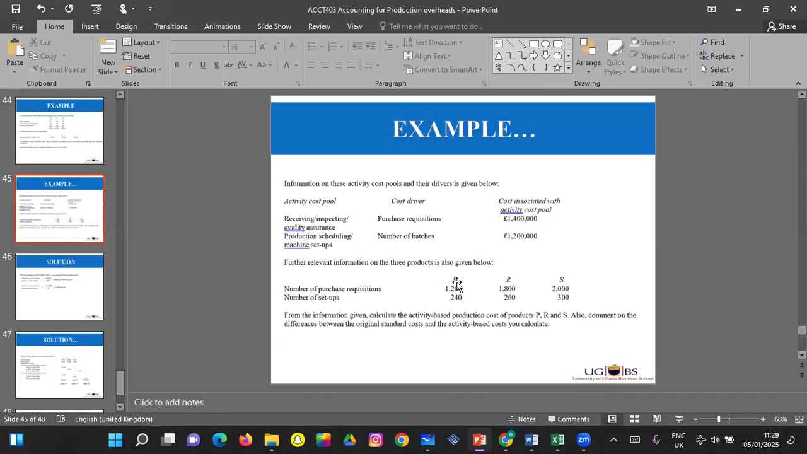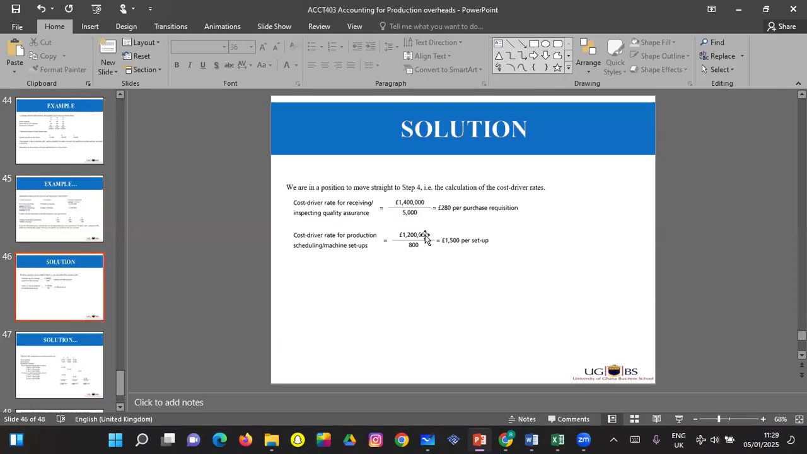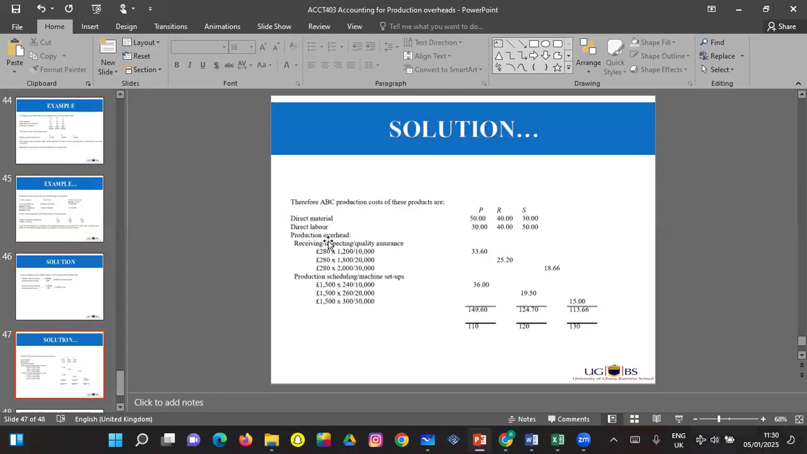Then here too is what? Number of batches, and it is based on number of setups, which we have here. We are also going to add all these, 240 plus 260 plus 300, giving us 800. Then we are going to divide it by each total cost. So we are going to get 1,500 per setup.